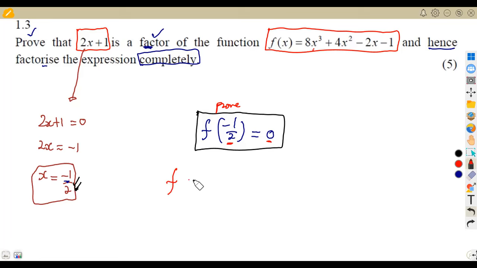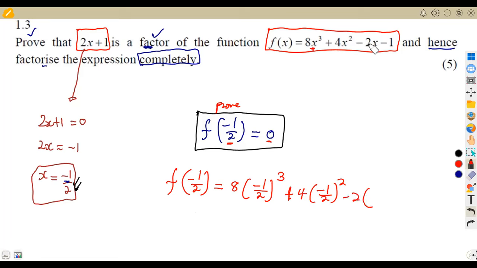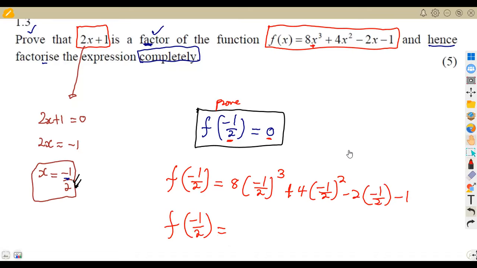So f of minus half is equal to, let us substitute where there is x, 8 into minus half to the exponent of 3, plus 4 into our x, which is minus half to the exponent of 2, minus 2 into x, our x being minus half, minus 1. Are we together on this one? Yes. So this is our f of minus half.